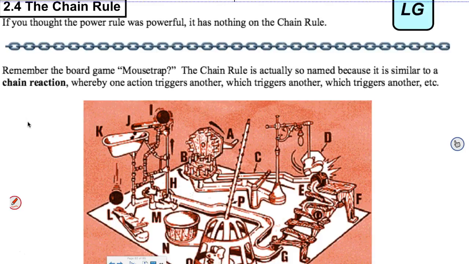have you ever played Mousetrap? Do you own Mousetrap? It just never works. It seems like the game like, oh, that'd be so fun, and then you get it for Christmas and you set it up and nothing works.